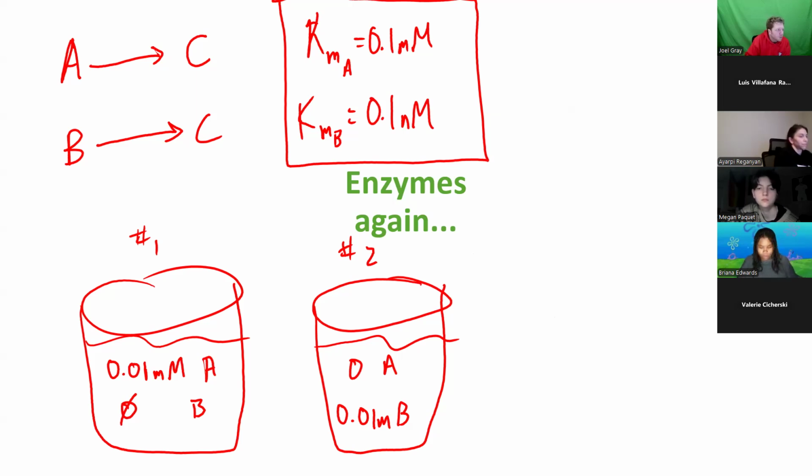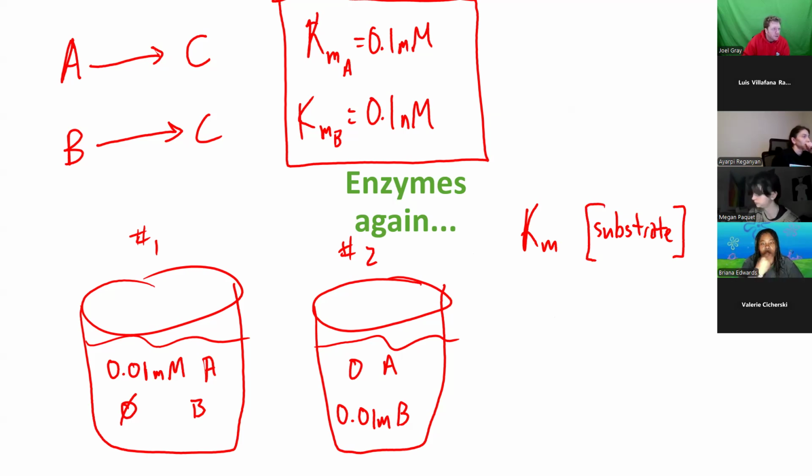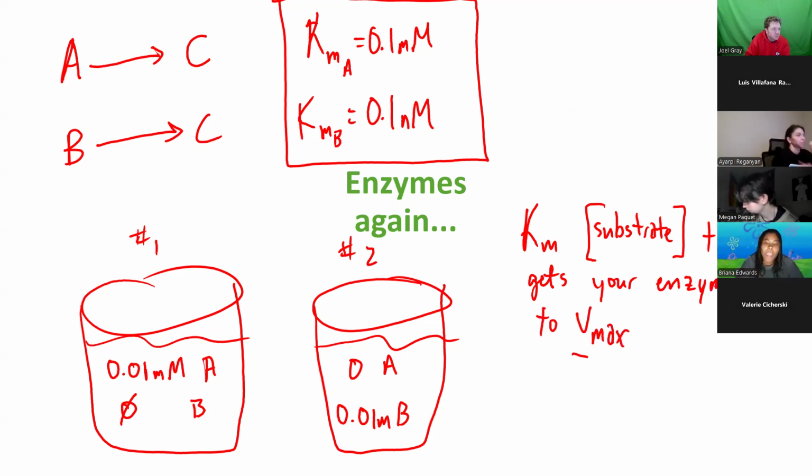Okay, so can I repeat the definition for a Km? Absolutely. Our Km is your substrate concentration, and I'm going to bracket this, substrate concentration that gets your enzyme to Vmax divided by 2.